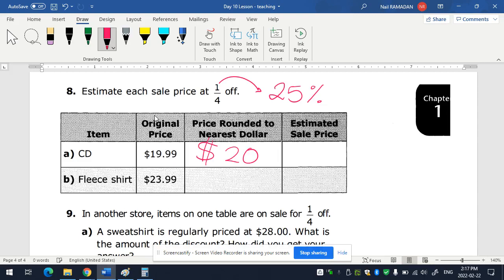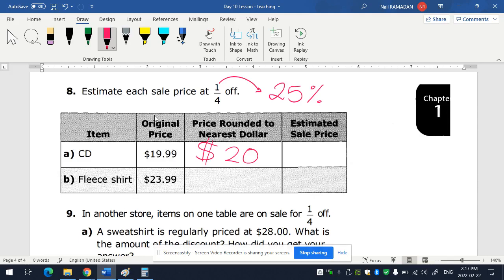Wait, hold on. Pencil down. Are they asking you for the estimated, or are they asking for the discount or the sale price? Usually they ask you for what first? The discount. And how do you get the sale price? You subtract the discount, right? Is there a quicker way to get the sale price without having to go through the discount?